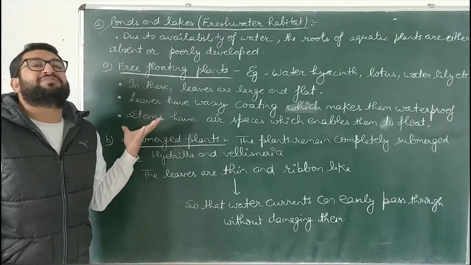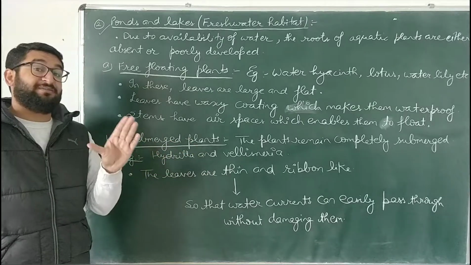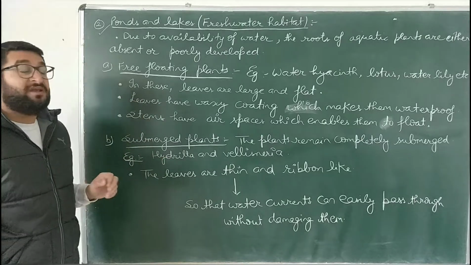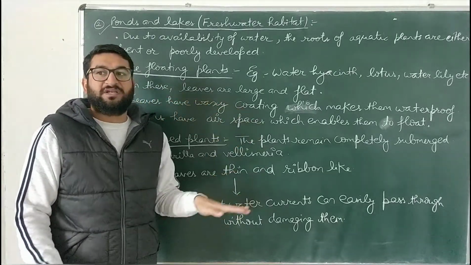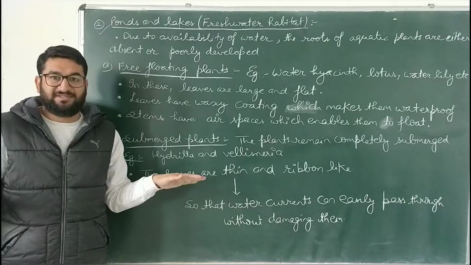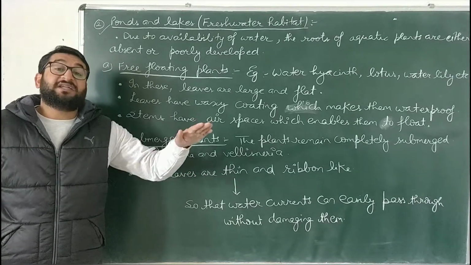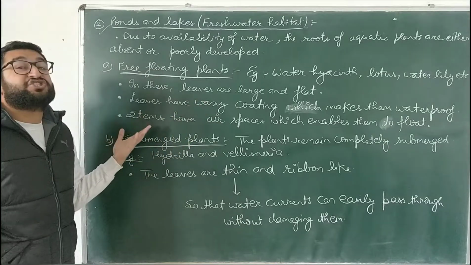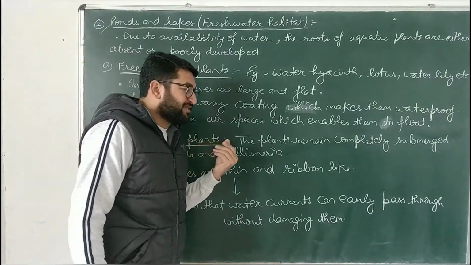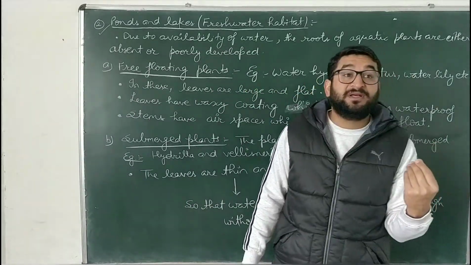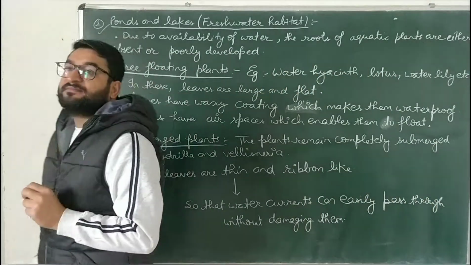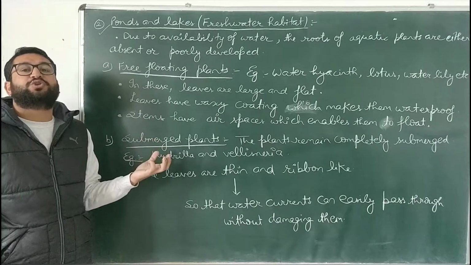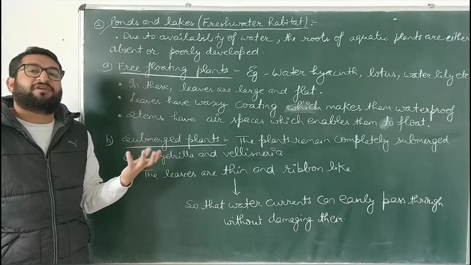So they have certain adaptations to live in that particular habitat. वहां पर रहने के लिए कुछ खास features हैं इनके पास. First, the leaves are large and flat. Leaves बड़े बड़े और flat हैं ताकि पानी के ऊपर आसानी से float कर सकें. Next, leaves have a waxy coating over them. They have a slimy, wax-like substance over them. That waxy coating makes them waterproof, and does not allow the water to decay their outer covering.